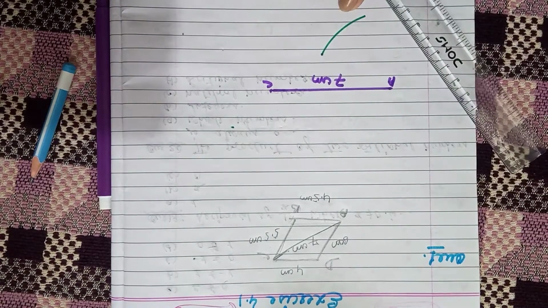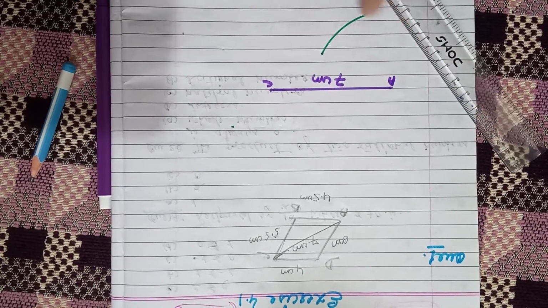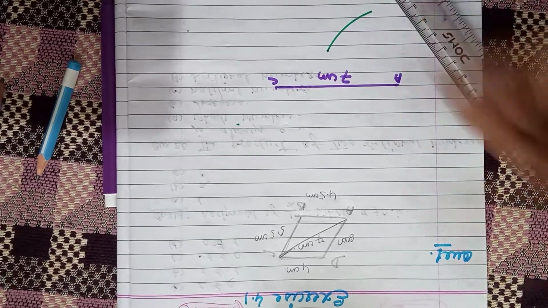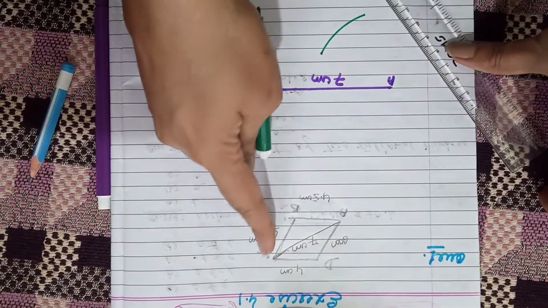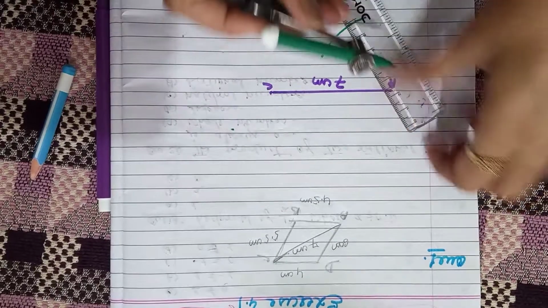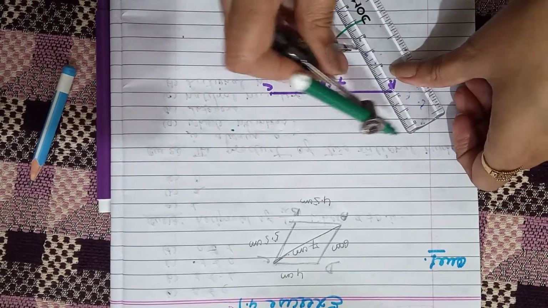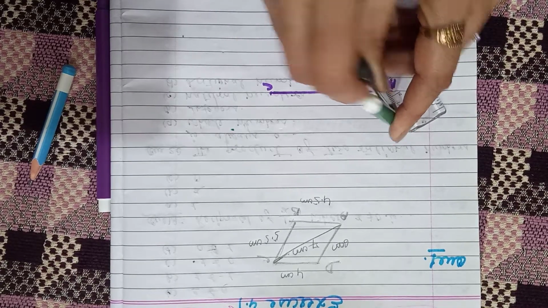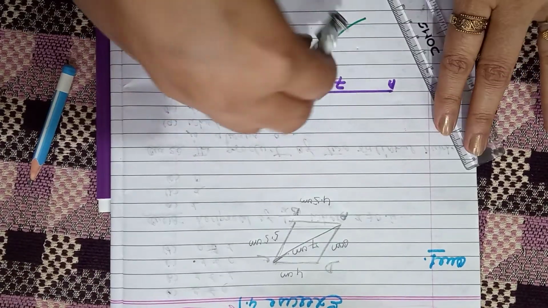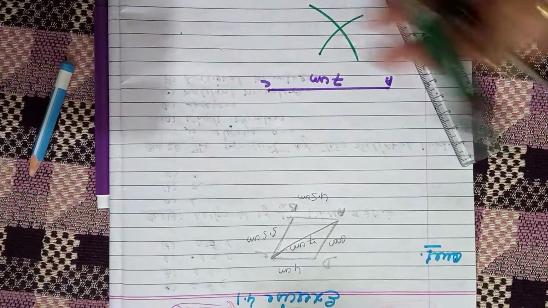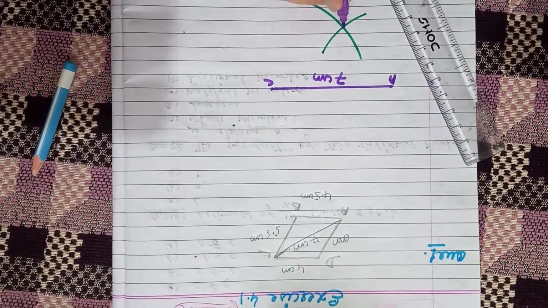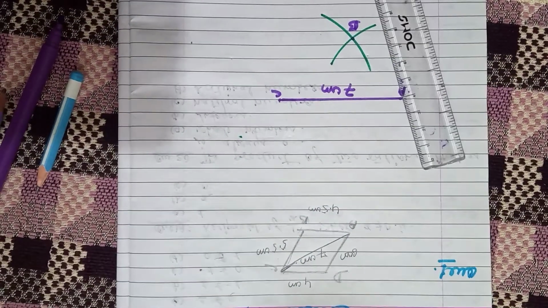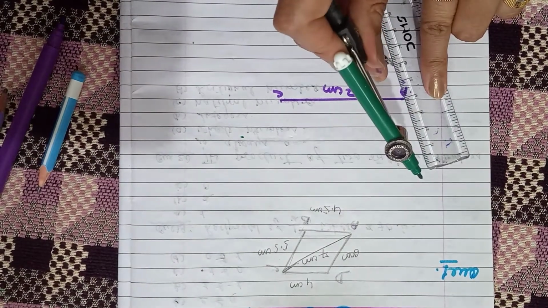But here we can't say that B is here. So first we need to get the intersection point. Now BC we also know is 5.5 centimeter. Now with C as the center, whenever we get the intersection point, that is B. The same way we draw AD. AD is 6 centimeter.